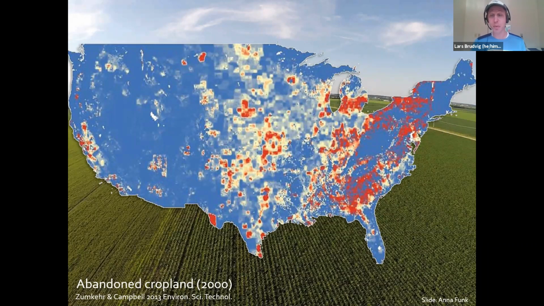And we can see substantial areas across the historical prairie region, and particular areas in southern Michigan where we do a lot of our work, where areas were converted to cropland and that was subsequently abandoned.